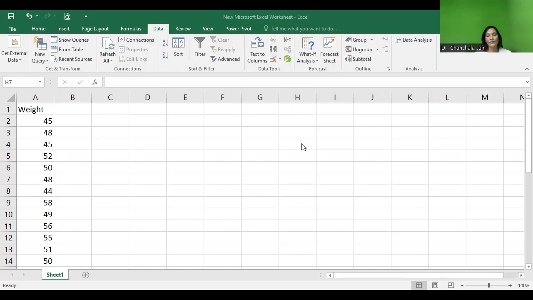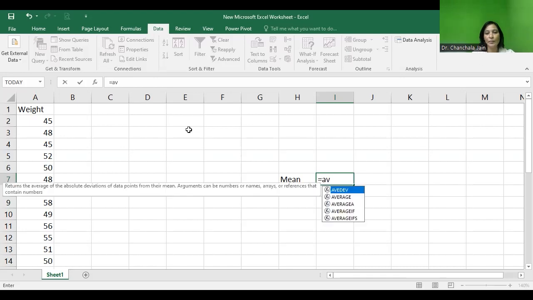Now, as I said, we are having various kinds of measures to find the summary of this variable, that is weight. So the very first one is, suppose I want to find the mean of the weight. In statistics, there are certain inbuilt functions available. For example, if I write here equal. Friends, we need to know this thing. If we want to perform any kind of function in Excel, firstly, we need to put an equal sign in the cell. And after that, we need to write the name of the function.